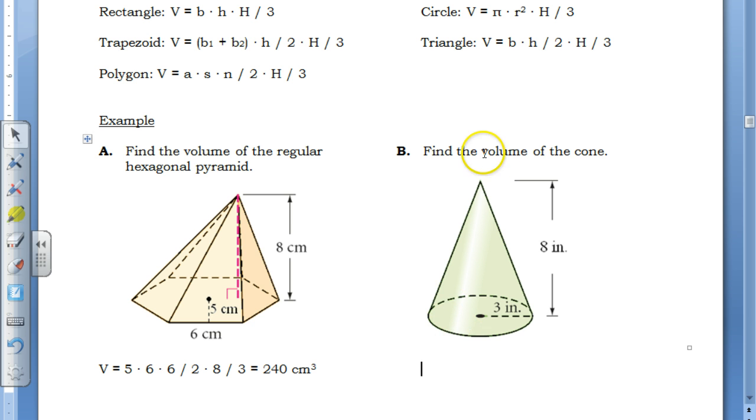Example B says find the volume of the cone. So I'm going to use my formula with a circular base. The volume of this cone is pi times the radius squared times the height divided by 3.